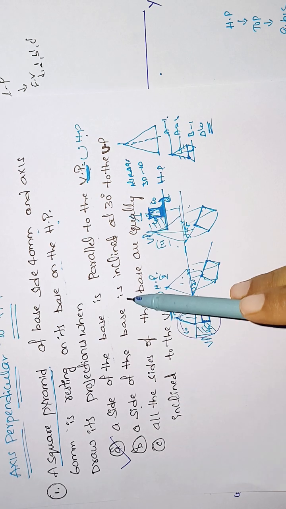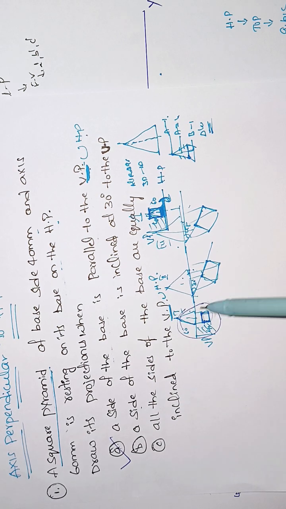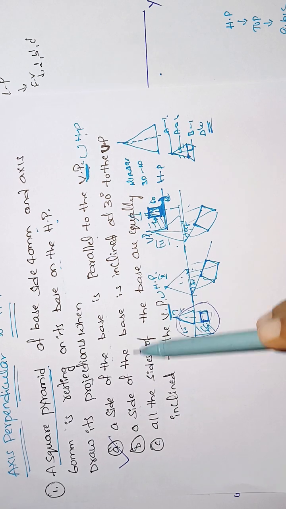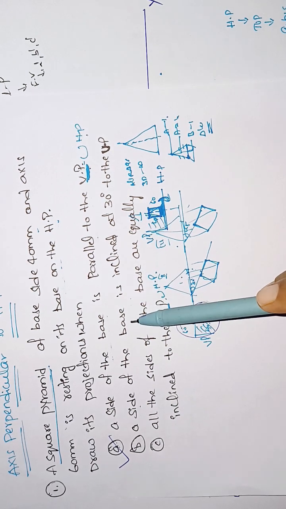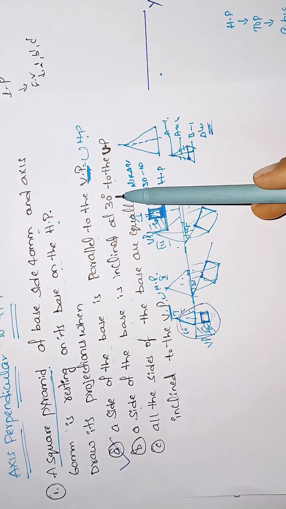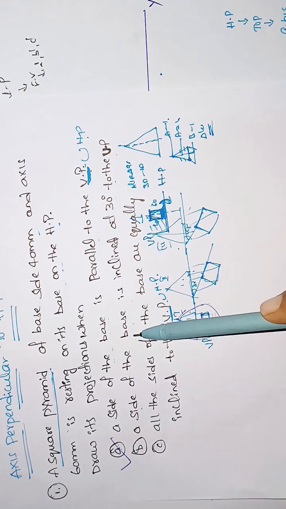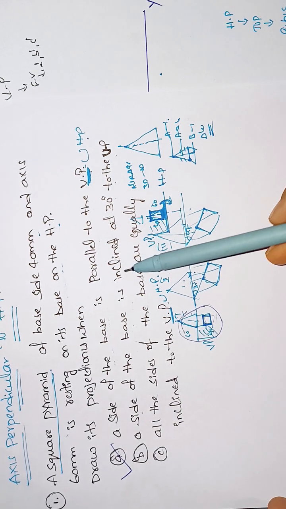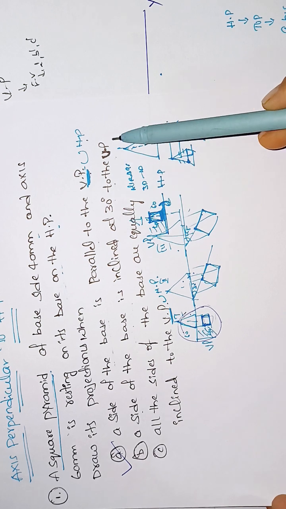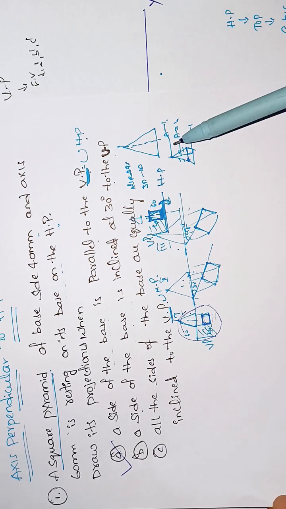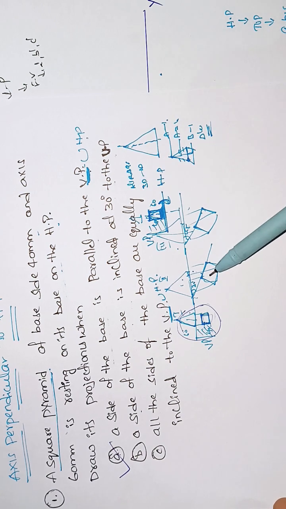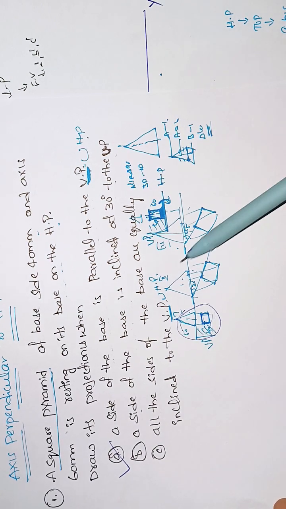Second, a side of the base means you can take any side of the four sides. Here no particular base is mentioned. If any base were mentioned, you would have to change that particular one by 30 degrees to the VP. Here it is not mentioned, that's why you can draw any base. So a side of the base is inclined at 30 degrees to the VP. 30 degrees to the VP means it is situated on VP, HP. So the angle is 30 degrees, and we have to draw this second stage.